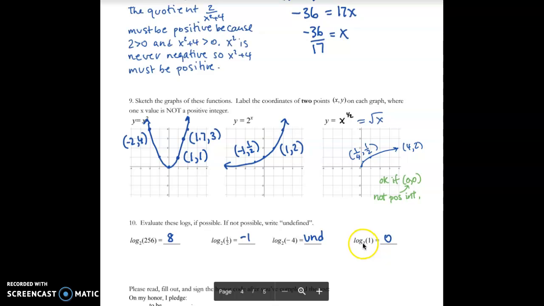Log base 2 of 1 is 2 to what power gives me 1, and 2 to the 0th gives me 1. Anything to the 0th gives me 1. So log base 2 of 1 is 0.